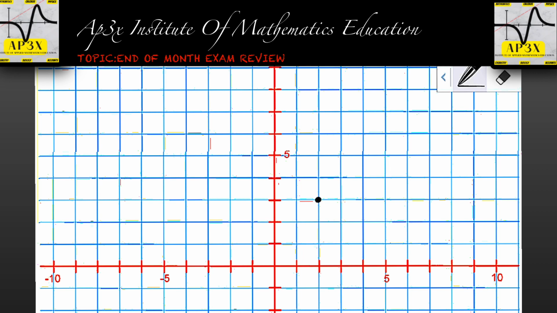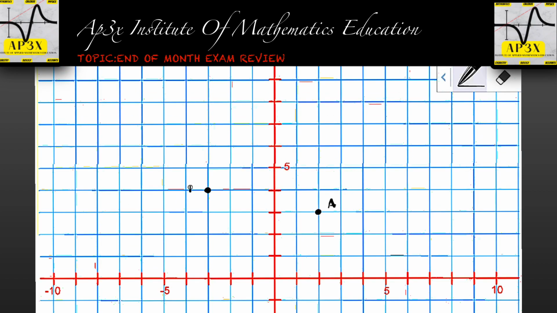Then the next point that I'm going to have is going to be (-3, 4). So that's going to be 1, 2, 3. That's negative 3 to the left and 4 up. 1, 2, 3, 4. That's the next point. That's B. So this is A. This is B. And so for C, I'm going to end up here with C being (0, 1).